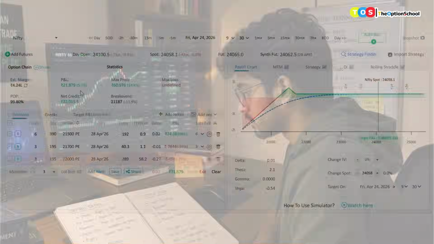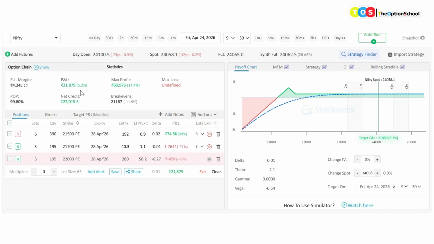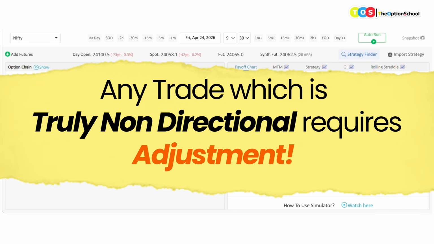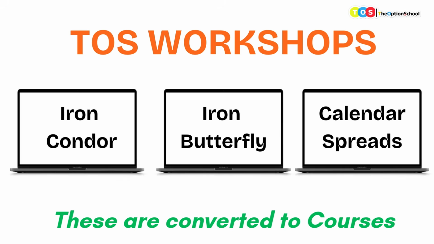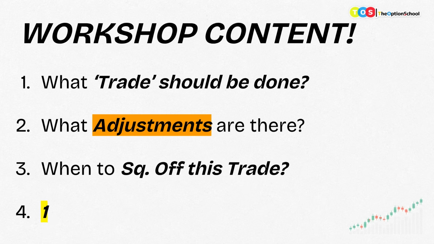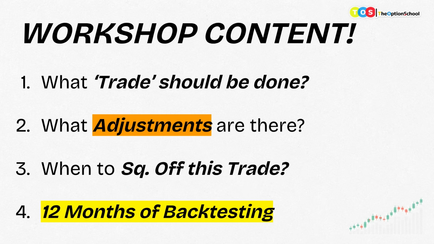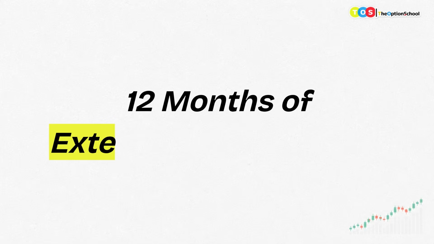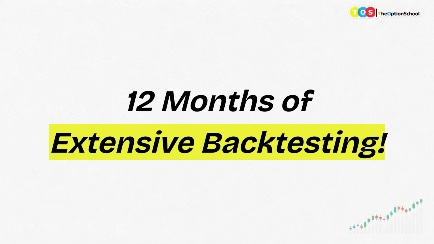In this case, fortunately, we are not required to do any adjustment, but most of the time, any trade you do, if it is a truly non-directional trade, you are definitely required to do adjustments. And we have shown you all the kinds of possible adjustments for iron fly, iron condor, and double calendar spread in our workshop. We have recorded these workshops. We have given you the complete framework: how to enter, how to adjust, how to lock profit, and how to book profit. And this framework we have applied on 12 months of actual trades. So you get absolute clarity on how to apply this framework in different kinds of market situations.